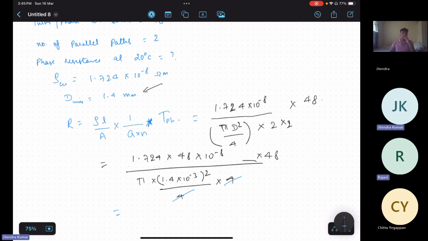Sir, 6.45. 6.45 ohm. Ohm, you are saying milliohm? The value does not seem to be correct, but okay. Again, it is only a calculation, so you could verify it.